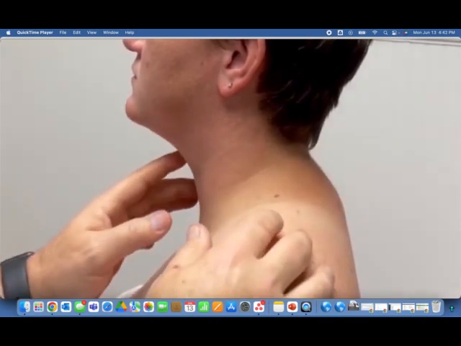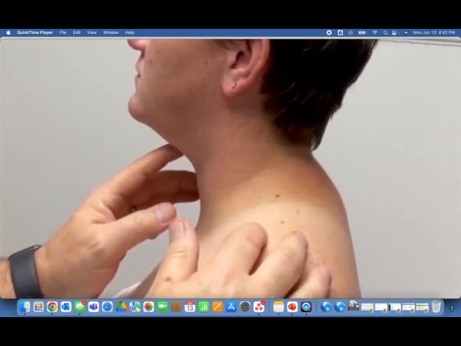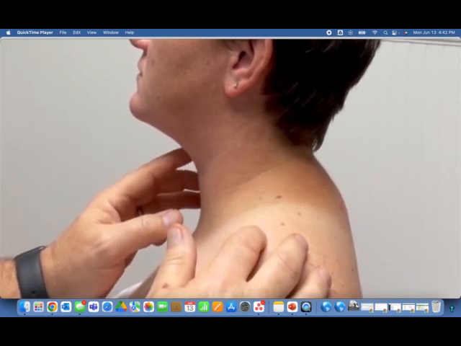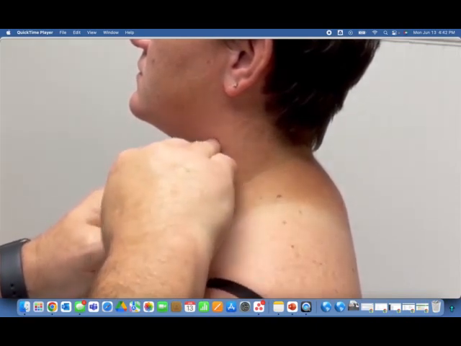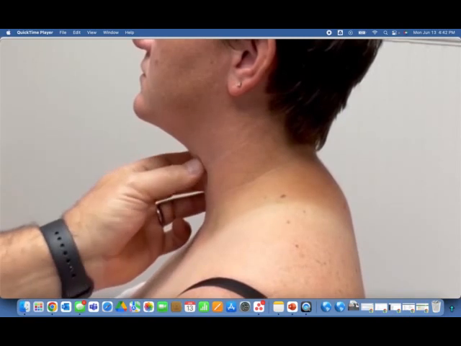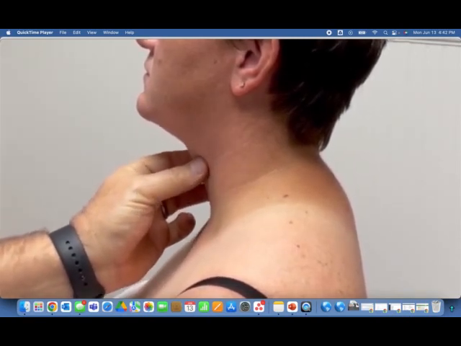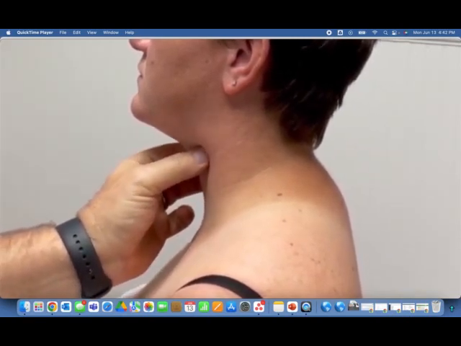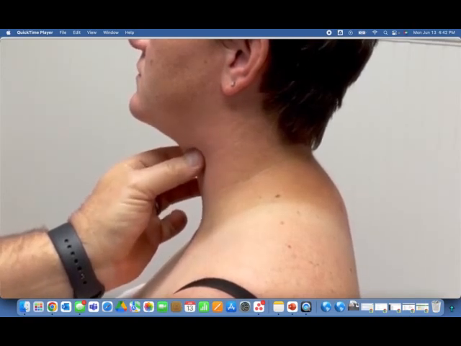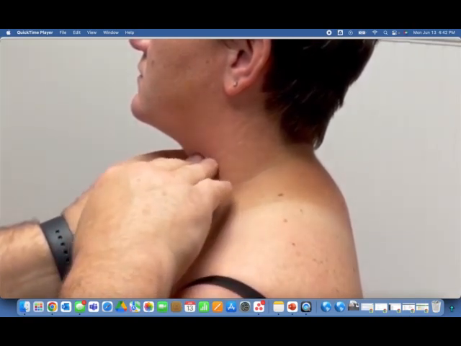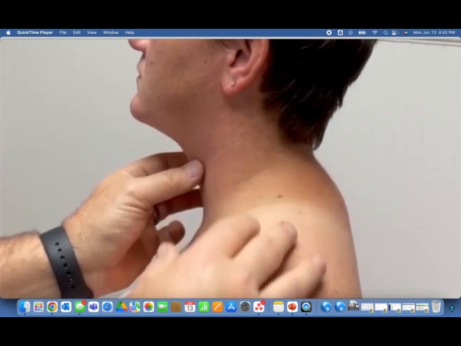We drop down into the V-notch of the thyroid cartilage. That will correlate to C4. We drop down laterally, and on the thyroid cartilage itself, we'll be able to feel a smooth aspect on either side. That's going to correlate to C5.